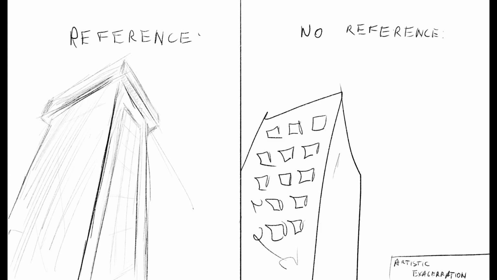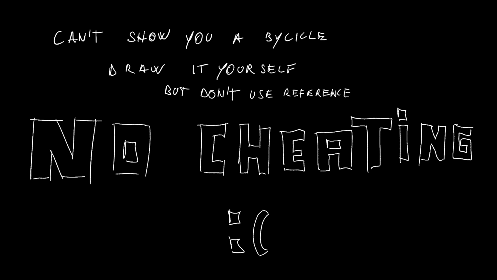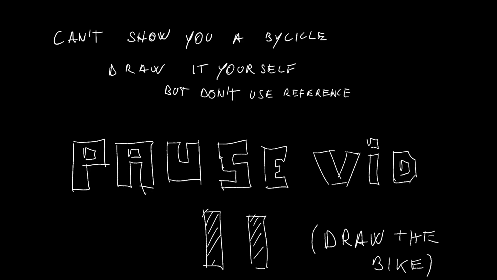For example, right now, draw bicycle. Don't use any references, just draw one. I'll give you 5 seconds to pause the video and draw bicycle. Take as much time as you need. 1, 2, 3, 4, 5.